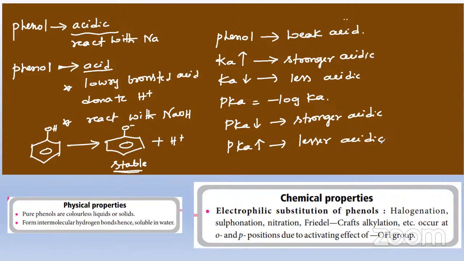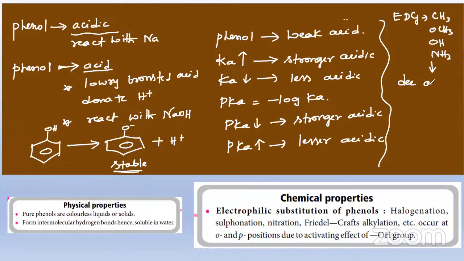Lesser acidic. Very, very important this is. And also remember, my dear friends, electron donating groups. So electron donating groups, like what? Methyl group, methoxy group, OH group, NH2 group, all these groups will decrease the acidic nature.